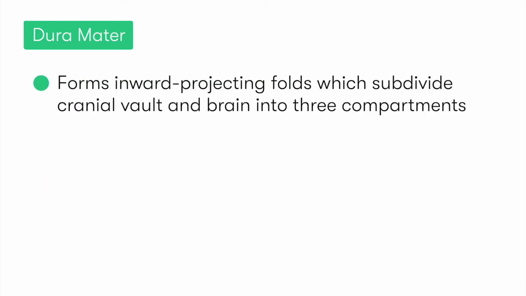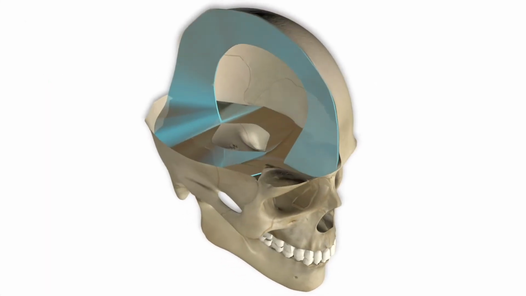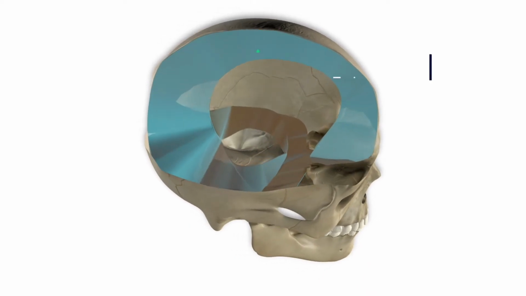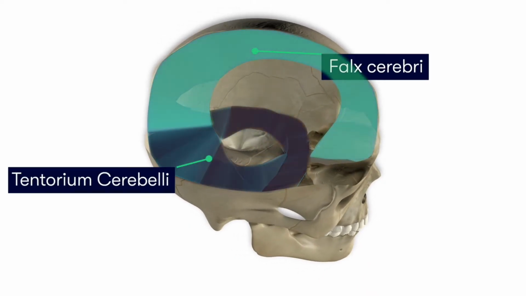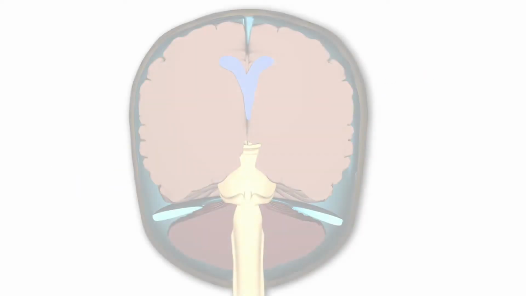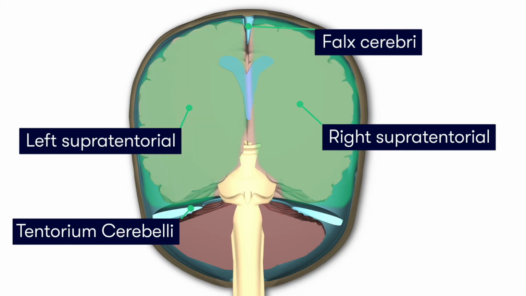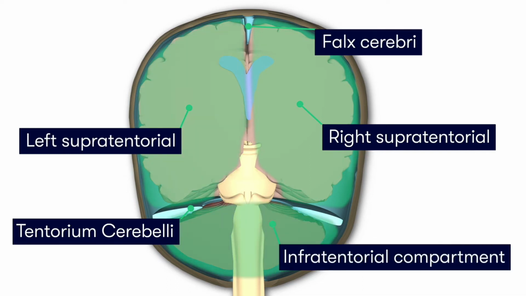Another feature of the dura mater is that at certain areas within the skull, it forms thick inward projecting folds which actually subdivide the cranial vault and brain into 3 compartments. These folds are referred to as the falx cerebri and the tentorium cerebelli, and they divide the cranial vault into the right and left supratentorial compartments and the infratentorial compartment.